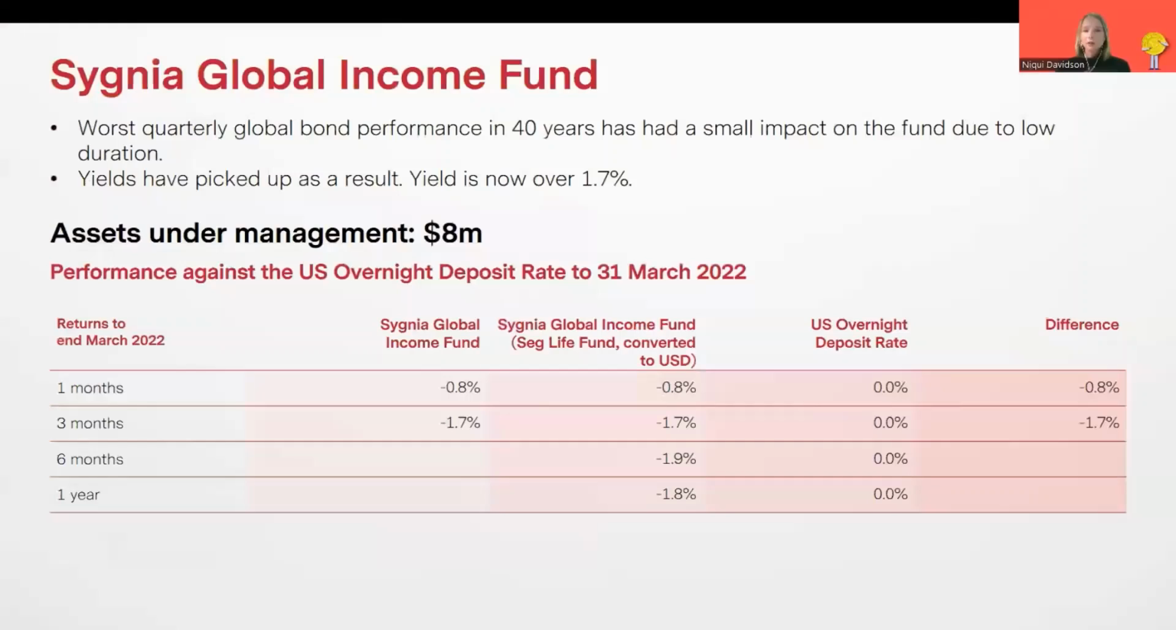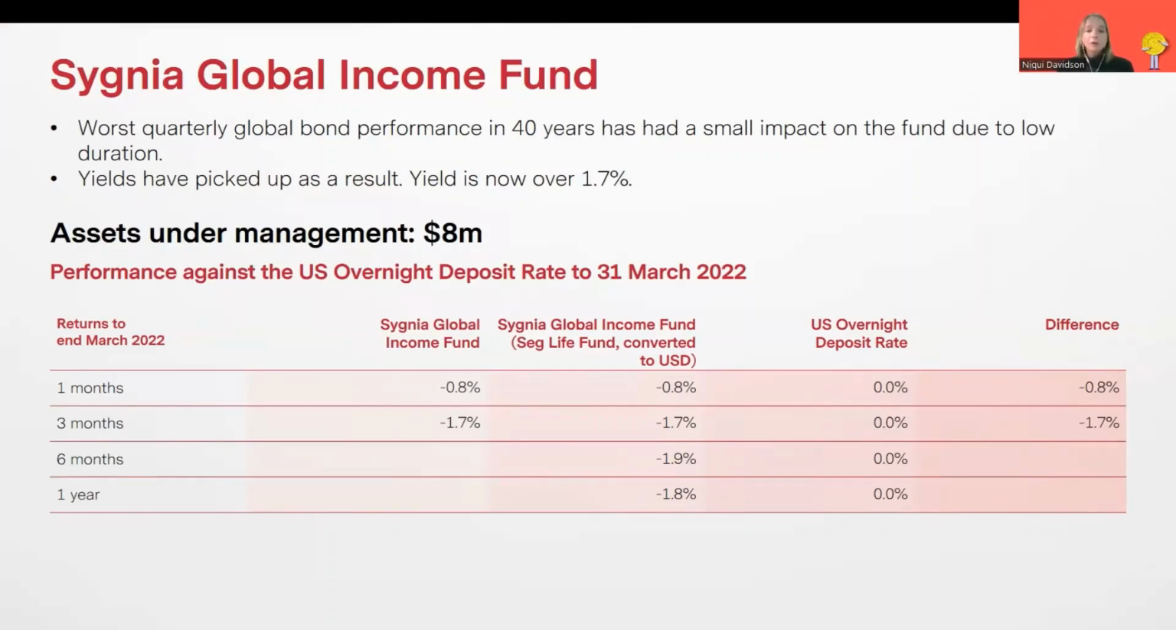Then having a look at performance. When we look at performance, we must bear in mind that the first quarter of 2022 was actually the worst quarterly performance for global bonds that we've seen over the last 40 years. However, despite this, it has had a relatively muted impact on this particular fund, and that is because of the fund's construction, in that it's focused on short-term instruments that are of a high quality.